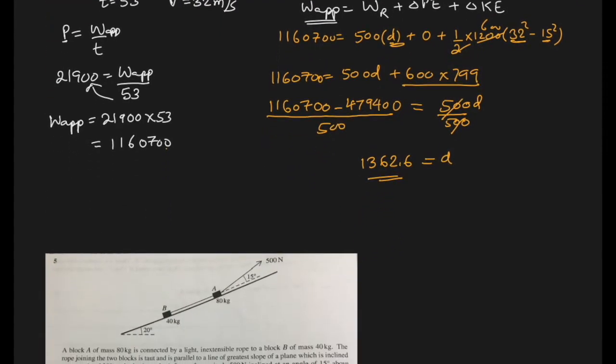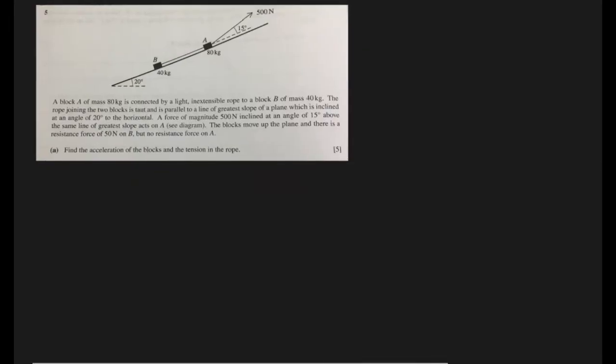Moving on to question number 5. A block A of mass 80 kilograms is connected by a light inextensible rope to a block B. So this is a rope they are connected with, and block B is of 40 kg mass. The rope joining the 2 blocks is taut and is parallel to the line of greatest slope, which is inclined at 20 degrees to the horizontal.